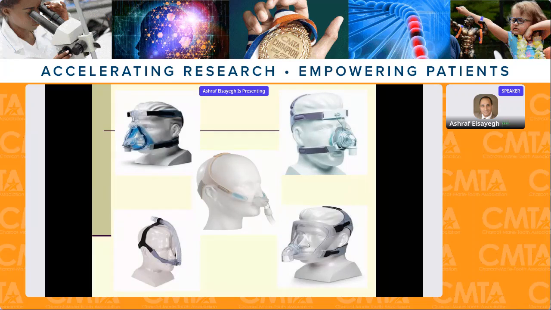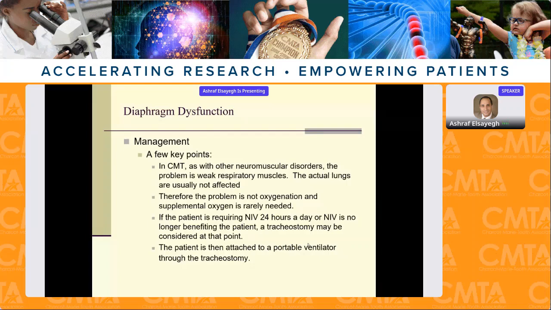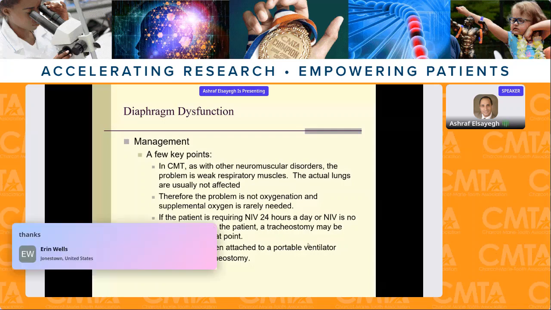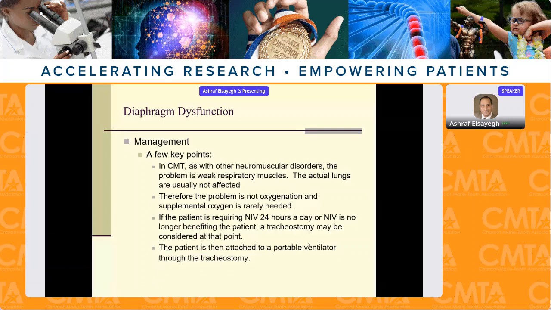So a few key points. This is another important slide for me. It's very important to understand that for patients with neuromuscular disease, including CMT, the problem is not their actual lungs. Again, there's a caveat to this, which is scoliosis, which we'll talk about in a second. But in general, the problem is not your lung. The problem is your breathing muscles, your respiratory muscles. And therefore, when there's a problem with your lung, then your oxygen level may be an issue. So when there's a problem with your breathing muscle, your carbon dioxide is an issue.